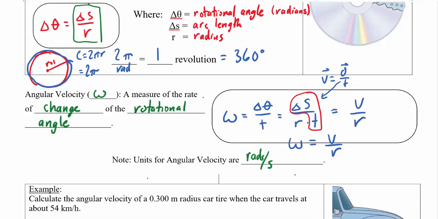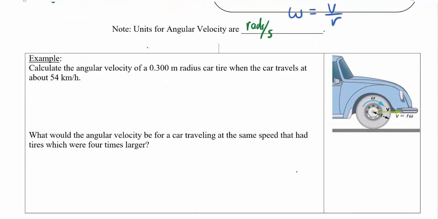Okay, let's do a quick example. Calculate the angular velocity of a 0.3 meter radius car tire when the car travels at about 54 kilometers an hour. So first thing we're going to do is, I have no use for kilometers an hour, divide by 3.6, and that'll be right around 15 meters per second.